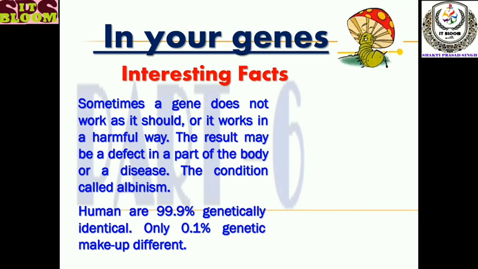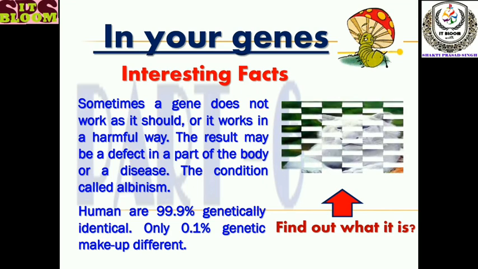Humans are 99.9% genetically identical. Only 0.1% of the genetic makeup is different. Normally it is identical from one generation to another generation. Only 0.1% will vary from one generation to the next. That is a difference. Find out what it is.